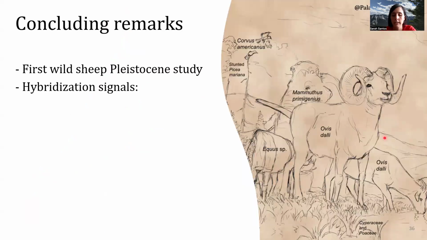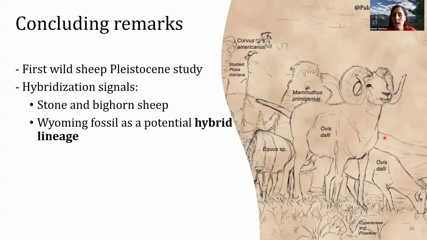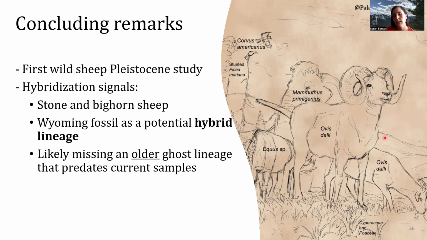But in this study here, we sequenced for the first time the Pleistocene wild sheep, and we observed different patterns of hybridization. So we observed Stone and Bighorn again. Their pattern is very clear, but we also observed a potential hybrid lineage with the Wyoming sample. But of course, this sample had less DNA, was more degraded, and so some of that could be contamination, or some of that could be some type of missing information that we don't have. But the ghost lineage is still present and it's still possible.